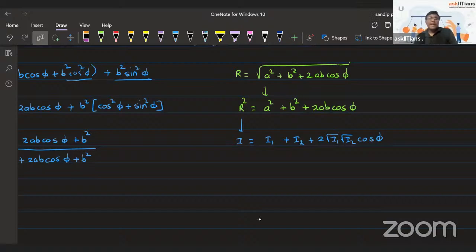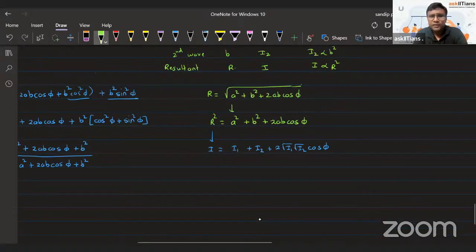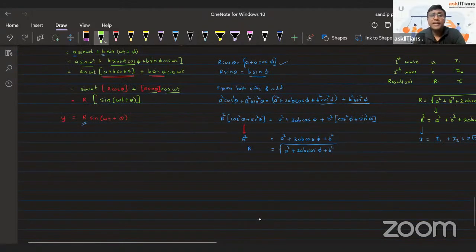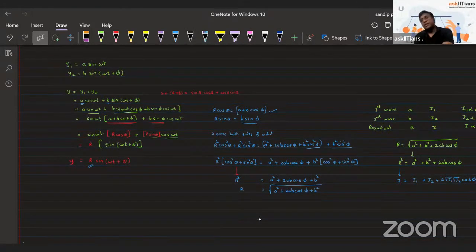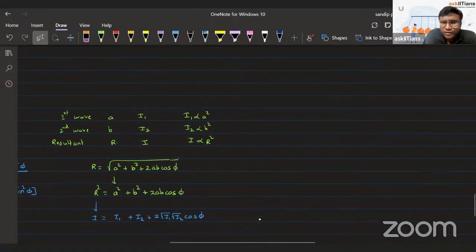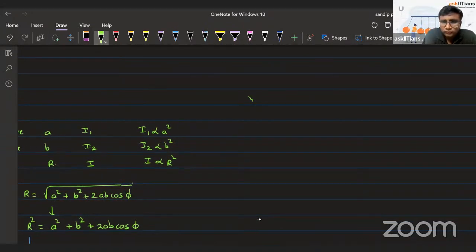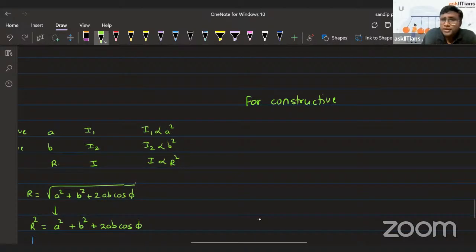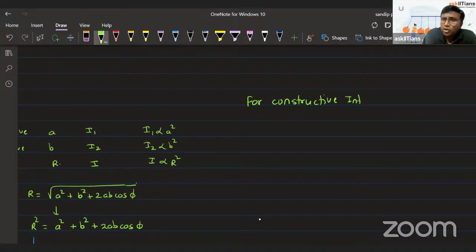Now, for the bright band or the constructive interference, the intensity must be maximum. So let's see. Once we got this formula, this is the derivation for the constructive and destructive conditions. When we will obtain the destructive interference, when we will obtain the constructive interference. So let's say for constructive interference, or the bright band, or the maxima.